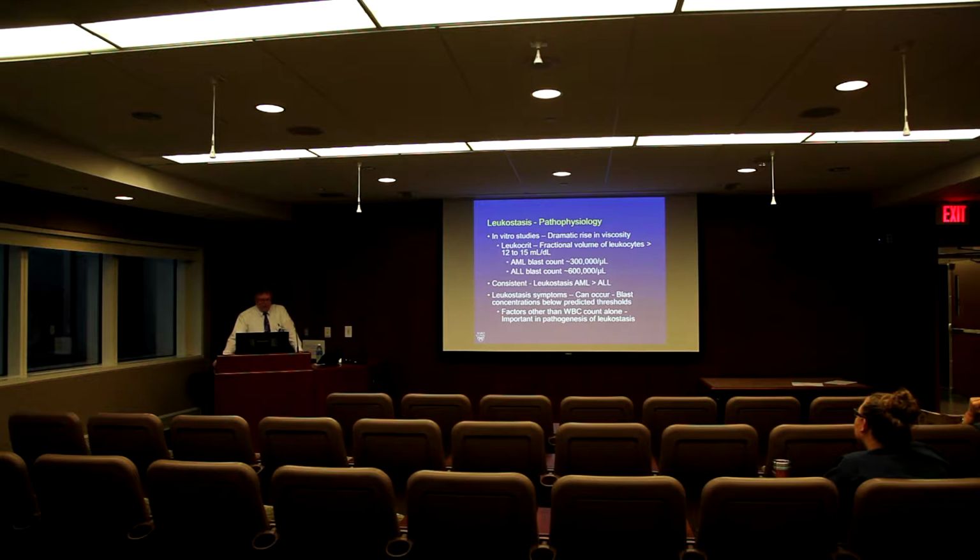ALL. But we know that leukostasis can occur not at 300,000 with AML, but around 100,000. And so there are other factors, such as the cytokines and other active biologic response modifiers, as well as other conditional cytoadhesion and things like that, which lead to leukostasis at counts lower than just the leukocrit itself causing it.